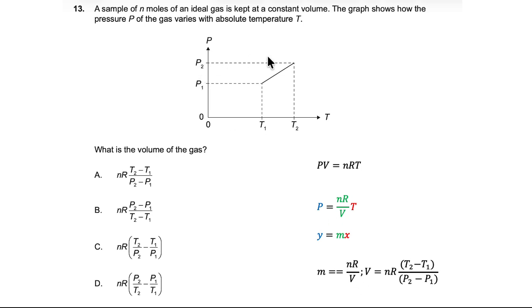we're going to have delta P over delta T. So delta P over delta T is equal to nR over V. If we rearrange that, then we're going to have V is equal to nR times delta T over delta P, in which case the answer here is A.